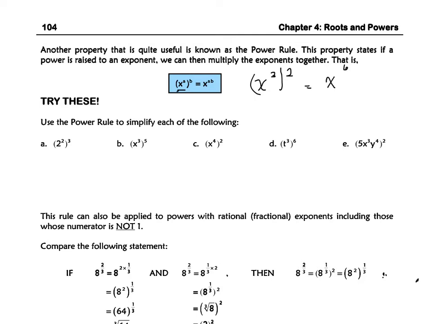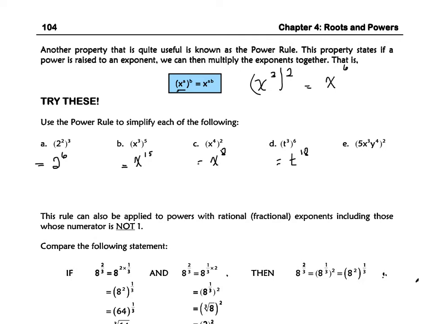So we're going to use that power rule now to simplify each of these, and this would be 1 base 2 powers like that, so that would be 2 to the 6 if it's that pattern. This would be x to the 15, just multiply 3 times 5. This would be x to the 4 times 2 or 8. This would be t to the 18. 3 times 6 is 18.